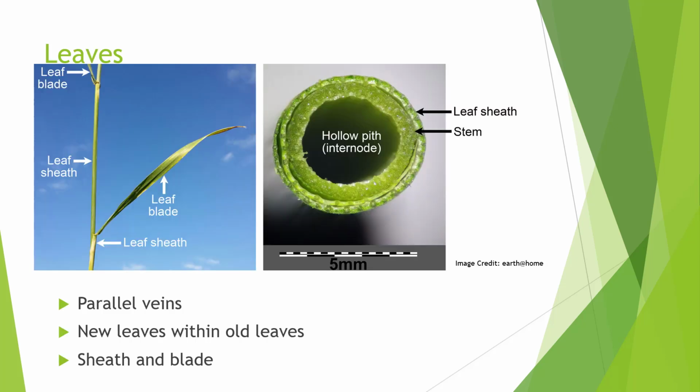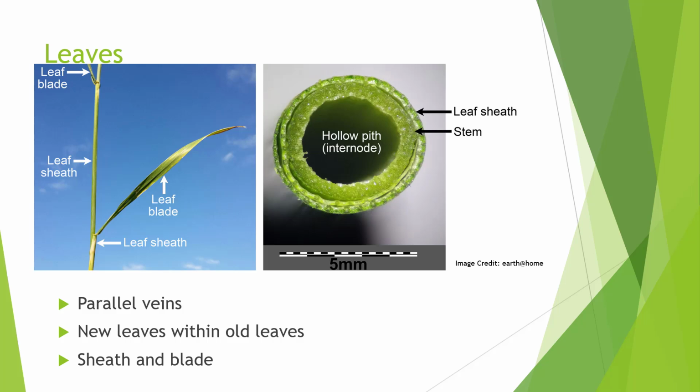First off, what do the leaves of grasses look like? Well, leaves of grasses have parallel veins. They're going to have that in common with the lilies. Now, something unique about grasses is that they have new leaves within the old leaves. So you can see on this grass plant, you see the leaf sheath and then the blade coming off of the side. Then you see the next leaf sheath is coming from within the previous leaf sheath with a leaf blade coming off of there.